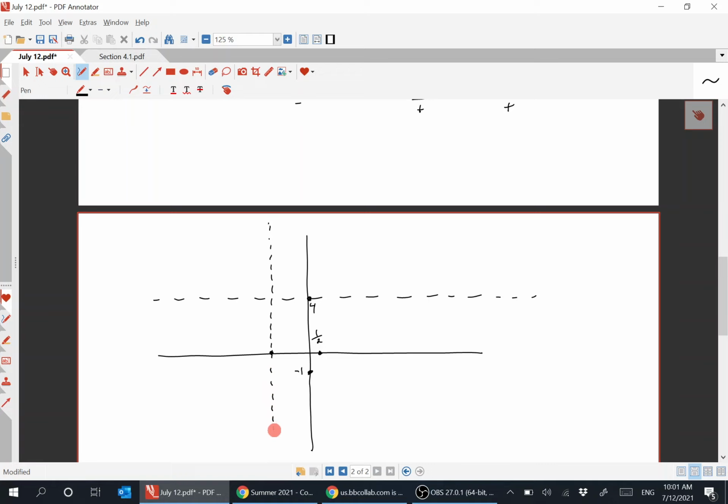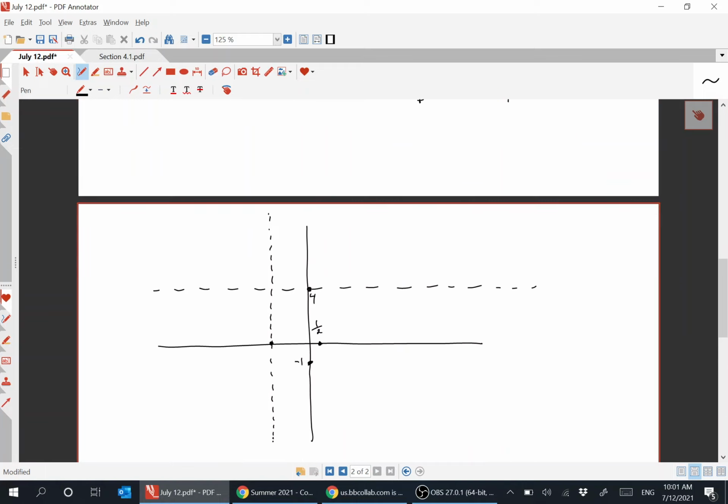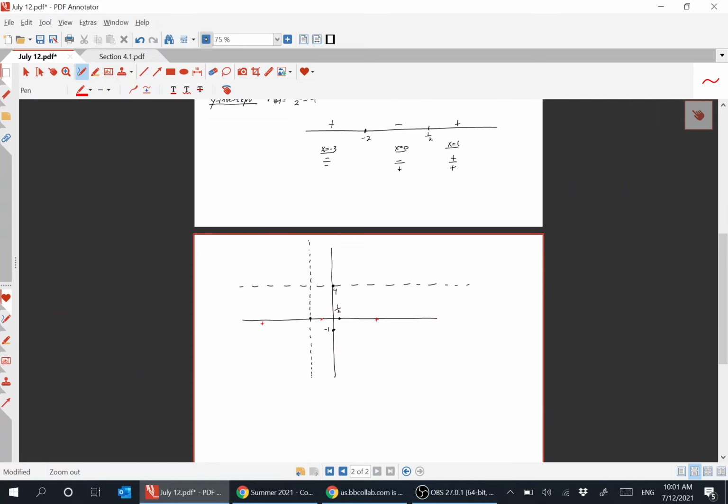Vertical. And then we have positive and negative behavior. Negative before x equal to negative 2, or sorry, positive here, negative here, positive here. So maybe we can mark that on the x-axis. So the function is positive here, negative in this interval, and then positive in this interval, and then we've got these asymptotes as shown.